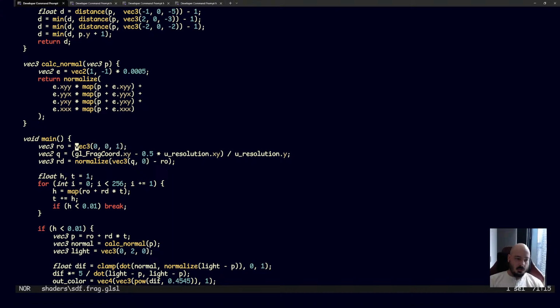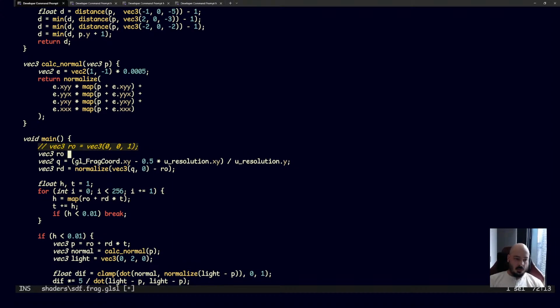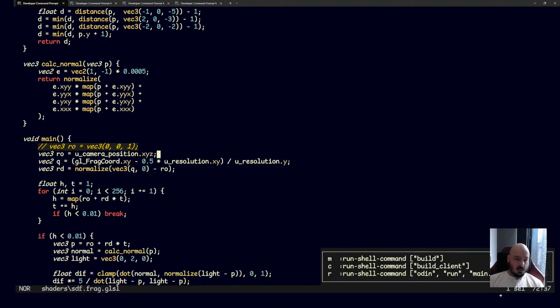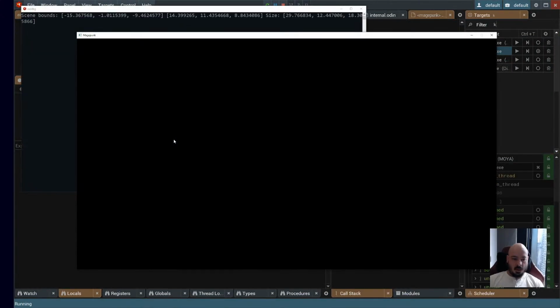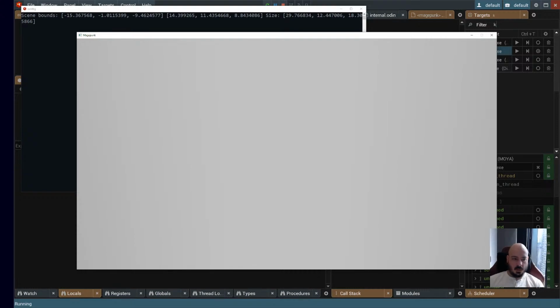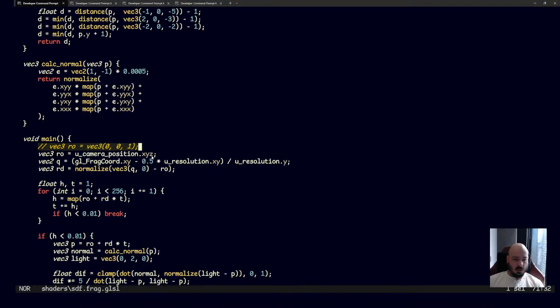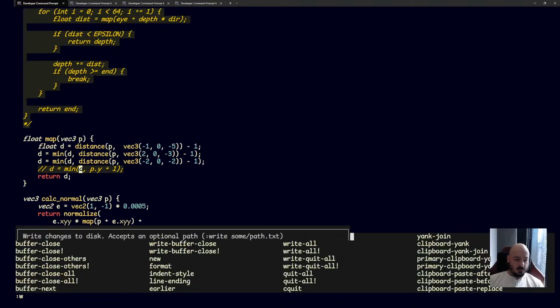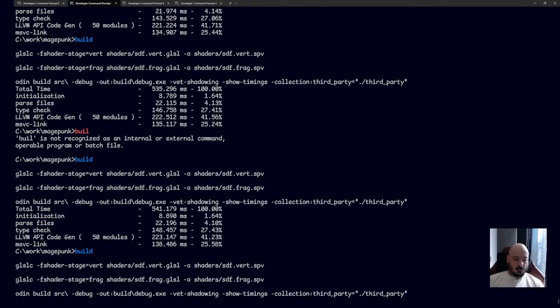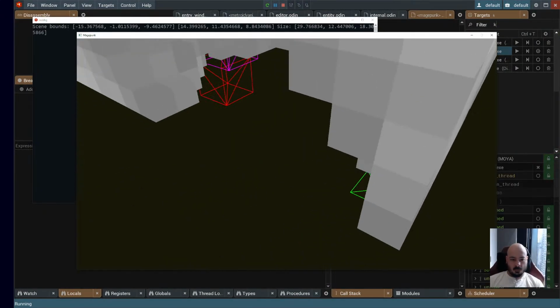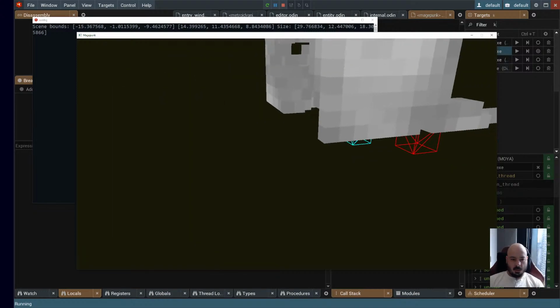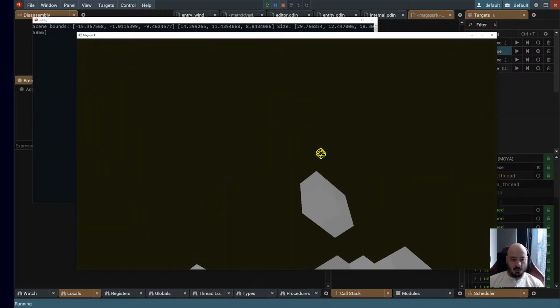Because, let's see. If I change this to u_camera position, I think we're going to get a very... We're not even going to see anything, right? Oh, we're just going to see... Okay, we're like inside the plane or something. Actually, I'll remove this plane. Okay, so the plane is not there, but also nothing is there from this perspective.